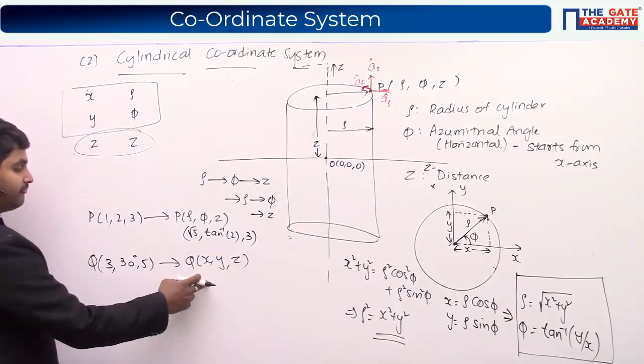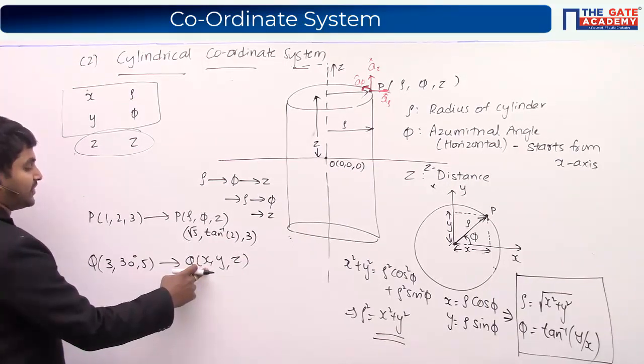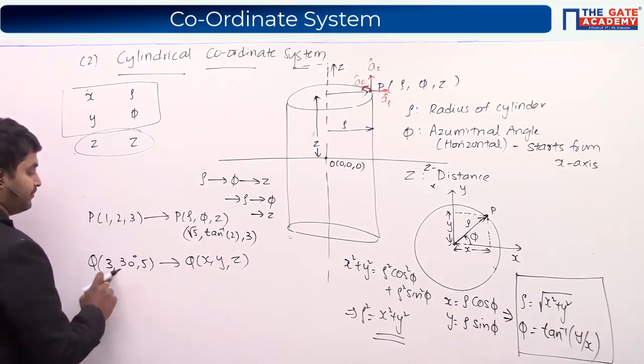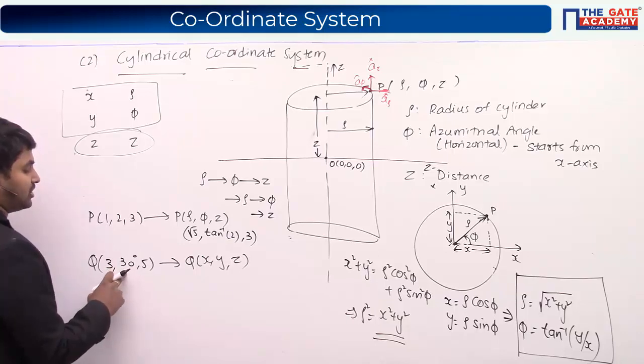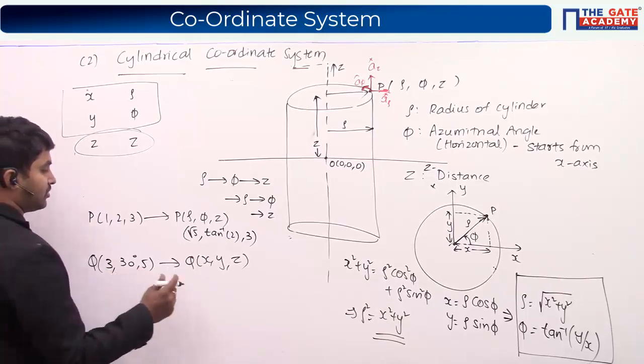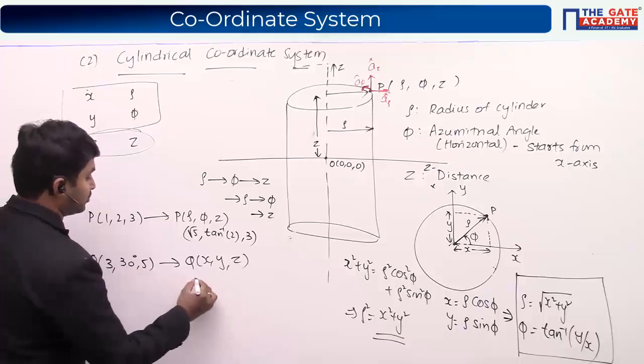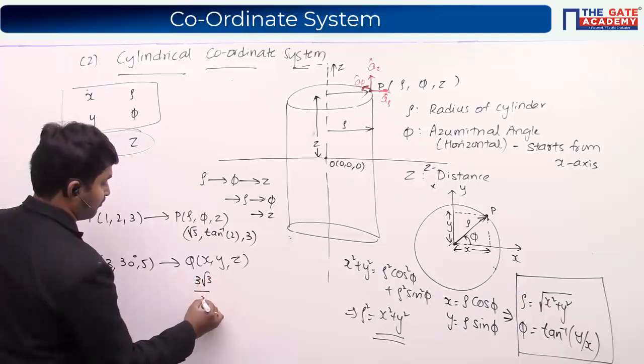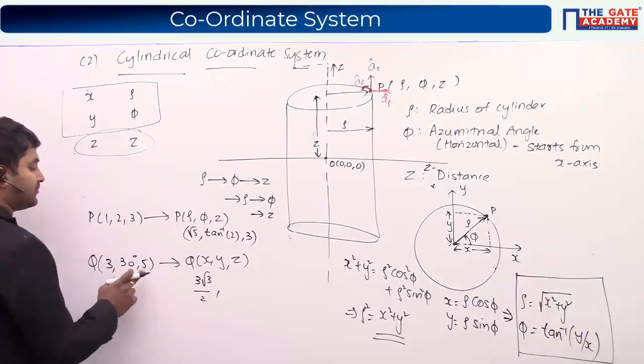And here x is going to be equal to rho cos phi. So cos phi is nothing but root 3 by 2, isn't it? So rho cos phi is 3 root 3 by 2. Y will be rho sin phi.